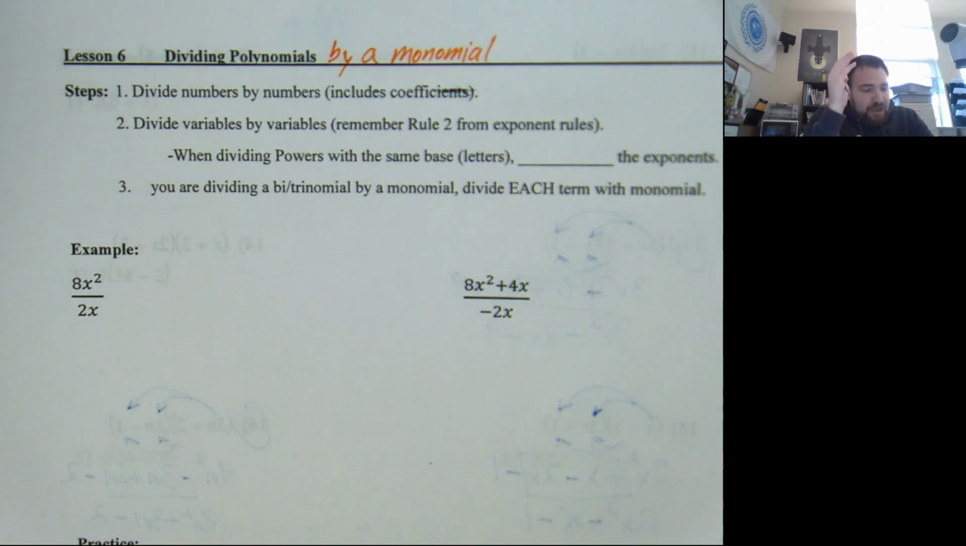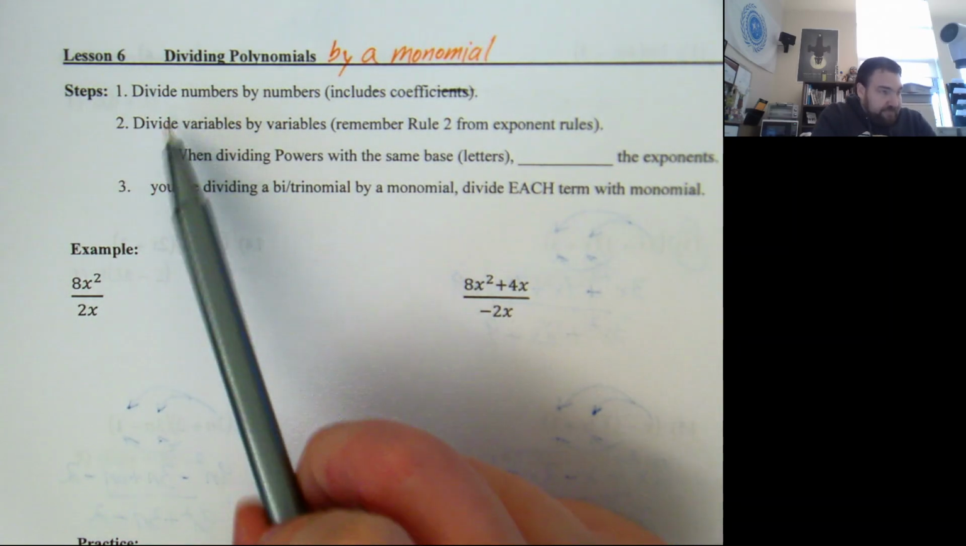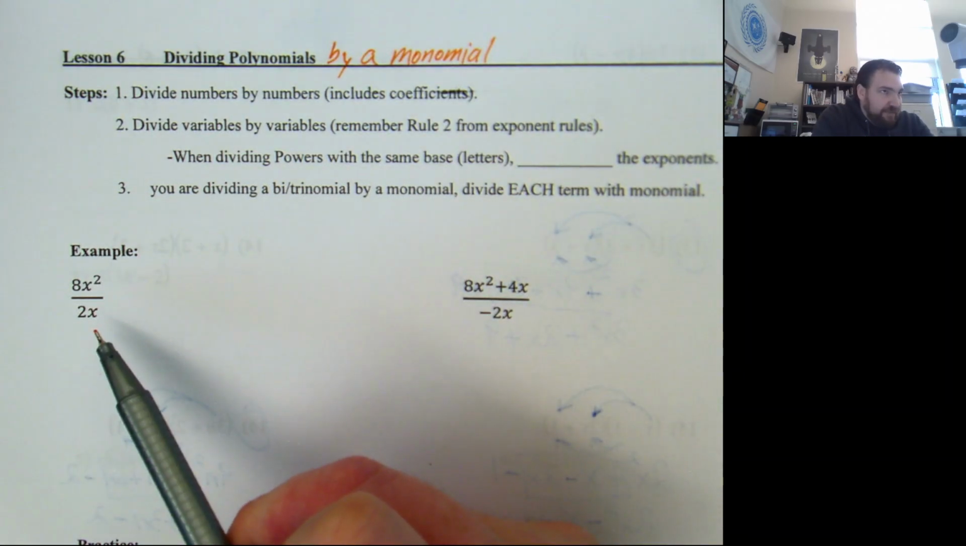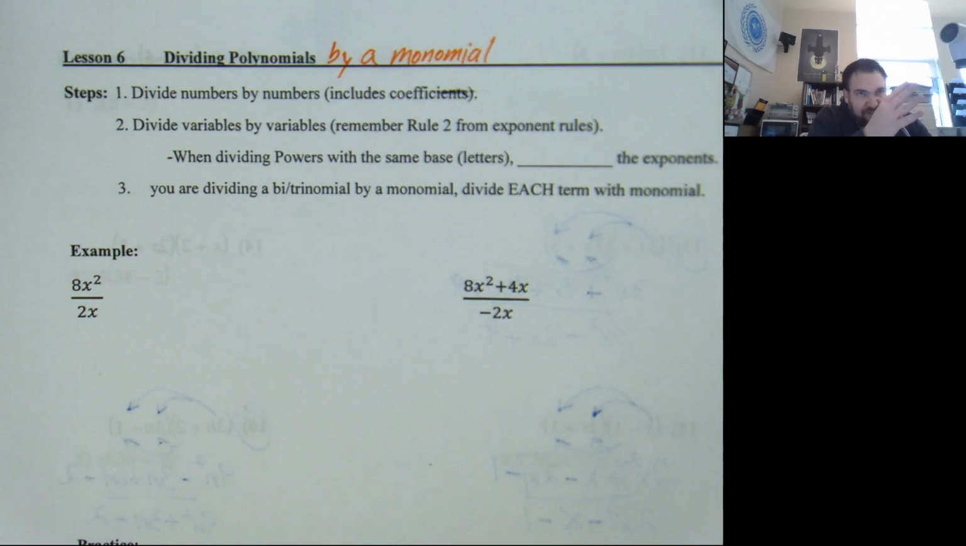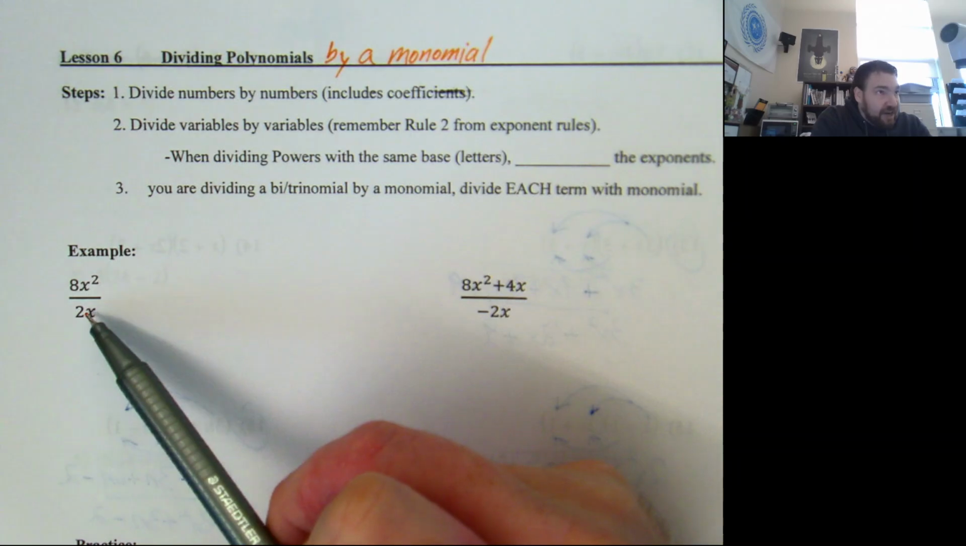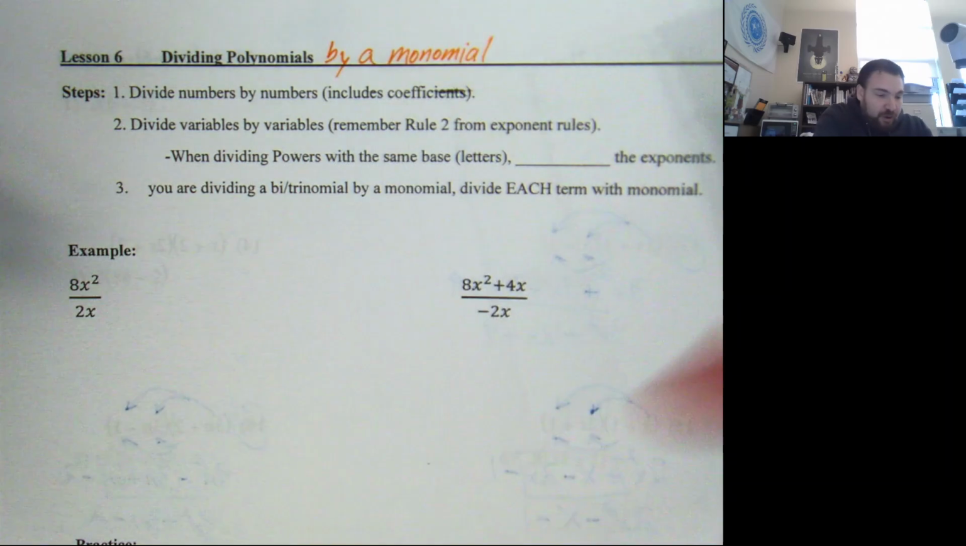To divide a polynomial by a monomial, what we're going to do is divide corresponding pieces. It's going to look a lot like the exponent law stuff, with one extra little twist. So when you have a monomial and a monomial, it's stuff we've already done. We divide the numbers by the numbers, including those coefficients.